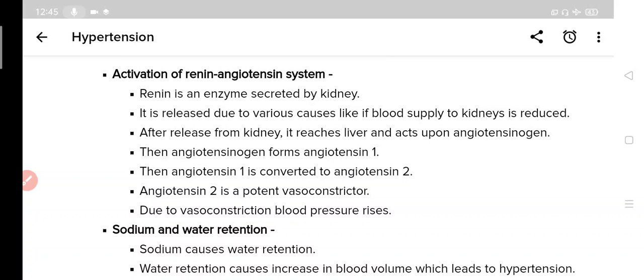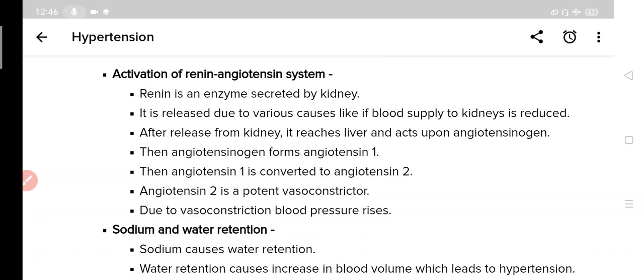Renin is an enzyme secreted by kidney and it is released due to various causes, like if blood supply to kidney is reduced. And blood supply will be reduced when arteries are narrowed. After release from kidney, this renin reaches liver and acts upon angiotensinogen. So renin is released from kidney, travels in the blood to liver, and in liver it acts upon angiotensinogen.